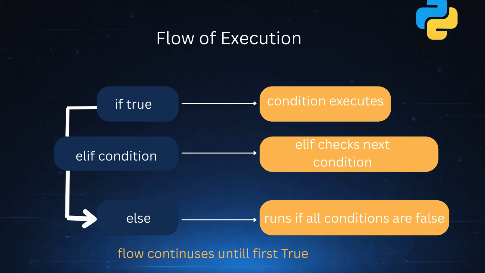Python checks conditions from top to bottom. First, it checks the if condition. If it is true, that block runs and Python stops checking further conditions. If it is false, Python moves to the elif condition. This process continues until the first true condition is found. If none of the conditions are true, the else block executes.